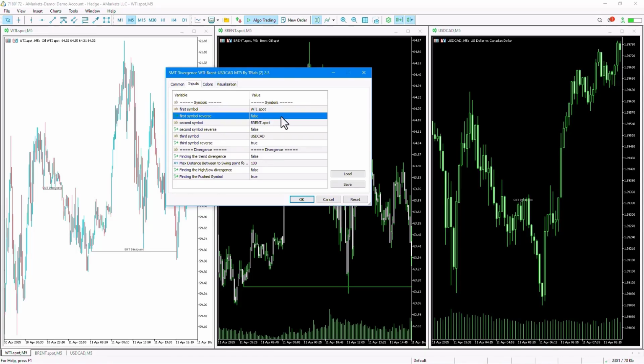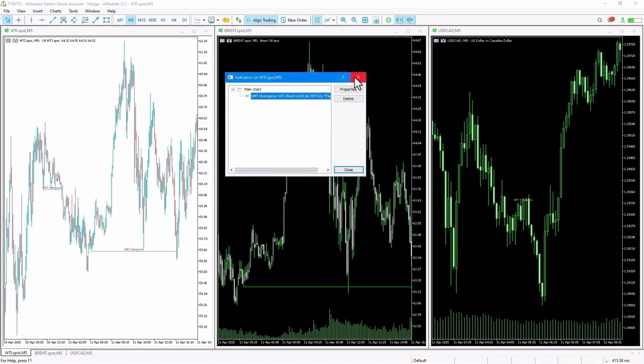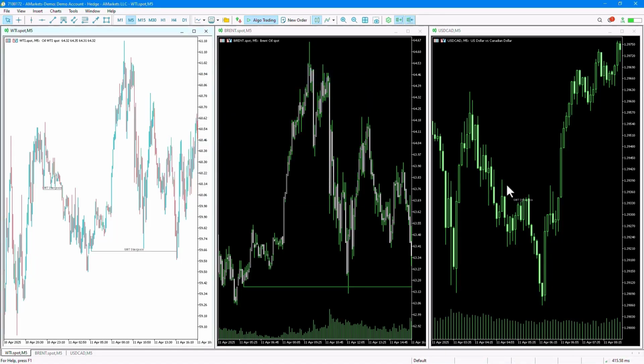In the next section, we can set the symbol reverse, where we can enable or disable the symbol reverse mode, which is only active for the USD CAD option. The purpose of this option is for a symbol that moves in the opposite direction of the other two symbols, which in this case is our opposite symbol, the USD CAD.